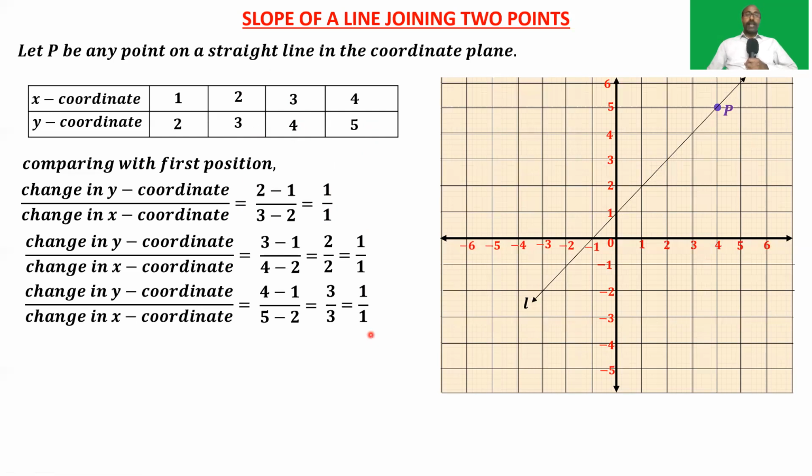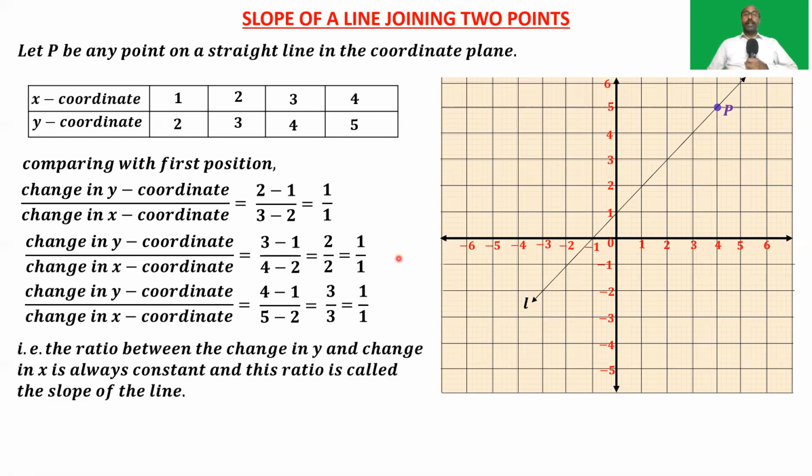Here we can notice that the ratio between change in y and change in x remains always constant. So on a straight line, the ratio between change in y and change in x is always constant, and that ratio is called the slope of the line passing through those two points.